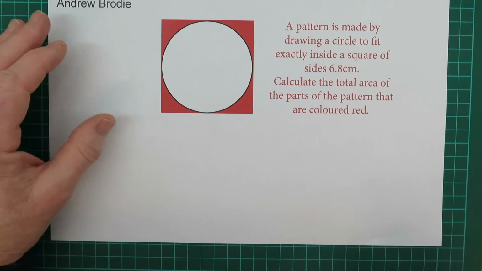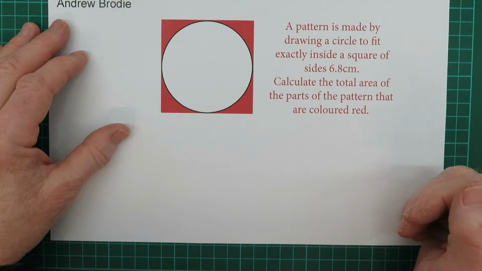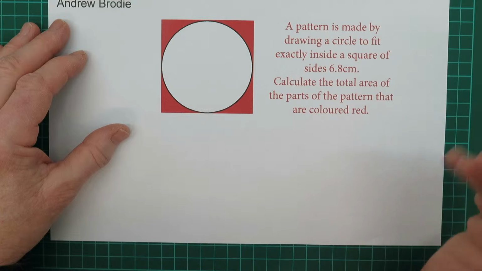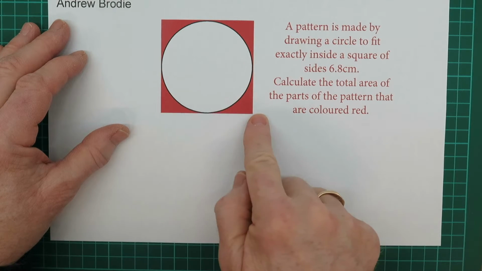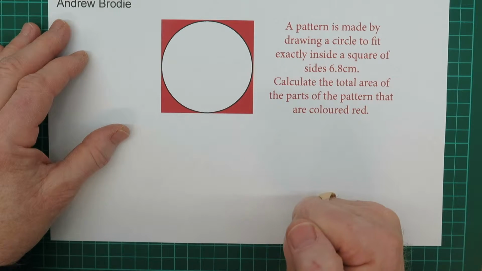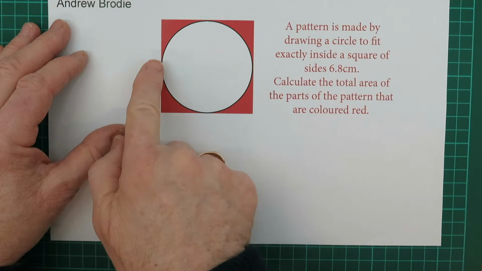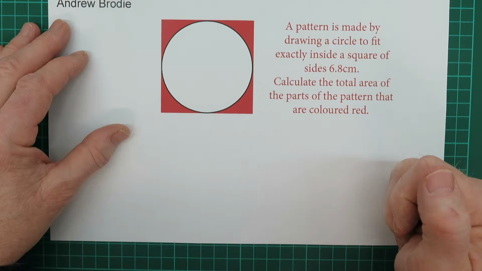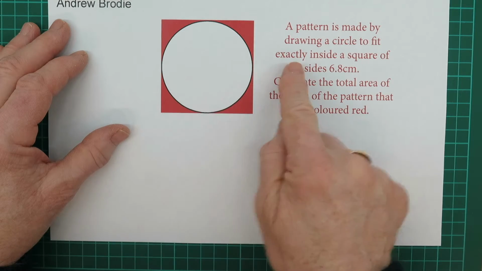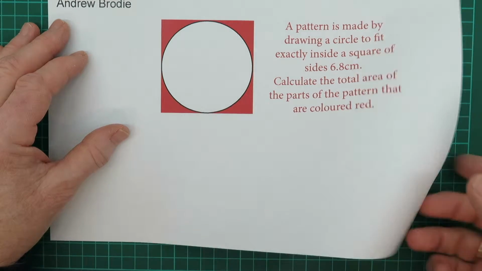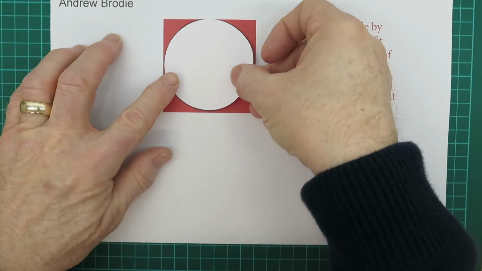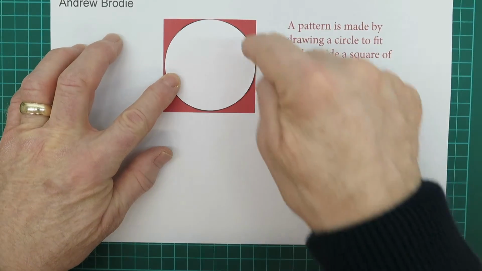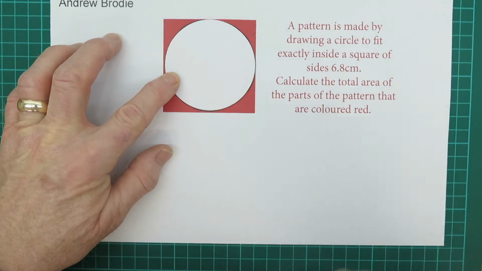Now, sometimes in the exam, you'll get a question a little bit like this one, where it says there's a pattern made by drawing a circle to fit exactly inside a square of sides 6.8 centimeters. So we know that the length of each side of the square is 6.8 centimeters. Well, that gives us a clue that the diameter of the circle must also be 6.8 because it's fitting exactly inside the square. What we've really got is this situation where we've got a square and a circle is placed inside it. So we are interested in the area of those coloured bits there.